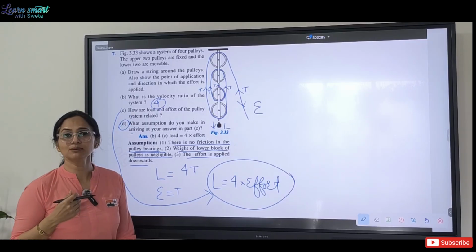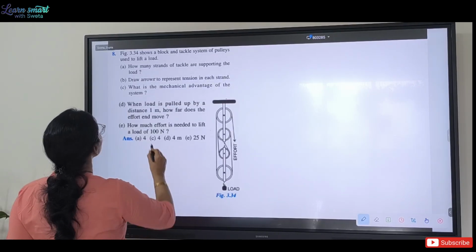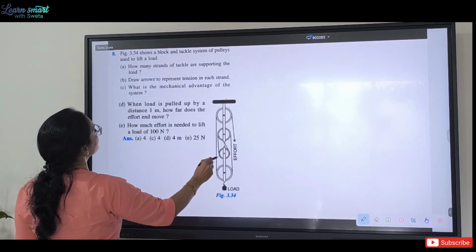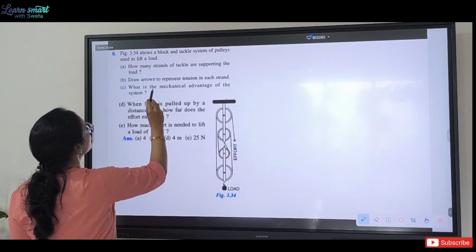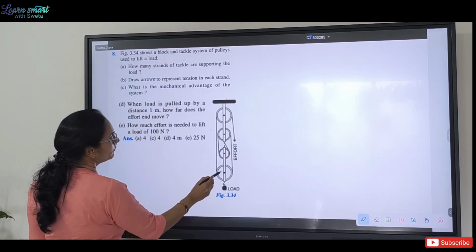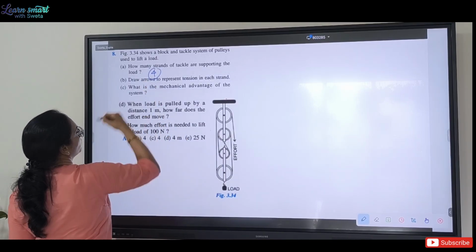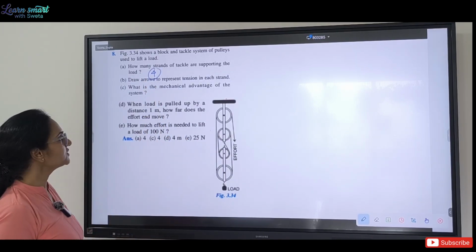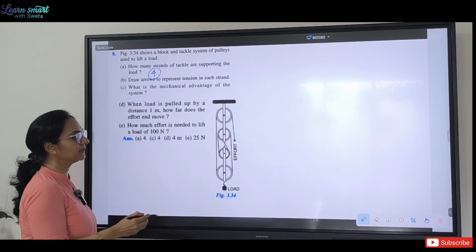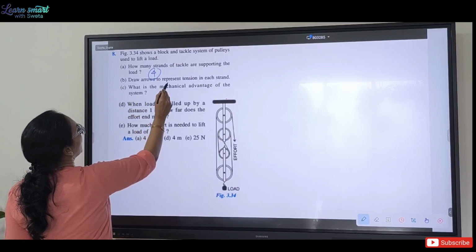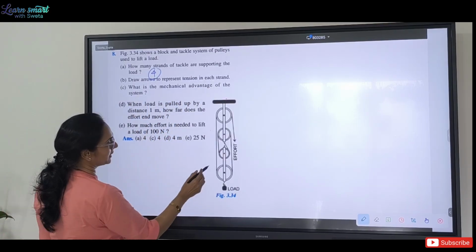Let's see the next question, question number 8. Figure shows a block and tackle system of pulleys used to lift a load. How many strands of tackle are supporting the load? We can see there are 4 pulleys. So how many strands of tackle? It will be 4. The number of strands of the tackle is always equal to the number of pulleys, so it will be 4. Draw arrows to represent tension in each strand.